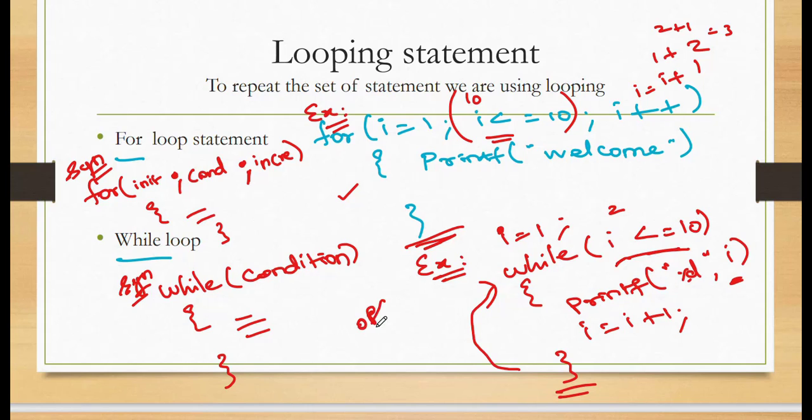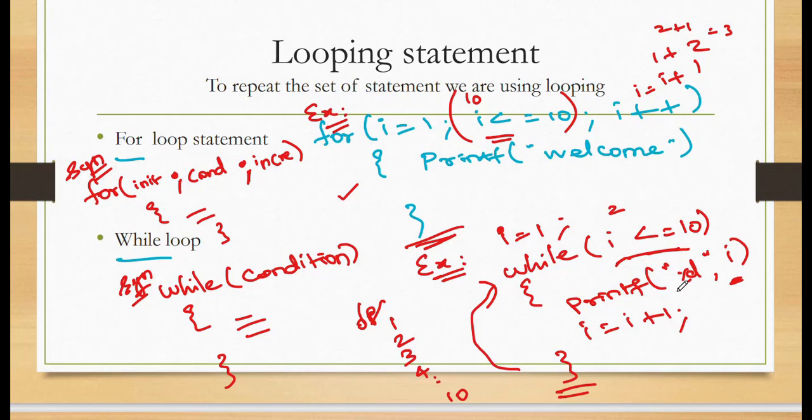So the output will be what? First time 1, and 2, and 3, and 4, up to 10. So using the loop statement, we can write hundreds of programs within a single change.